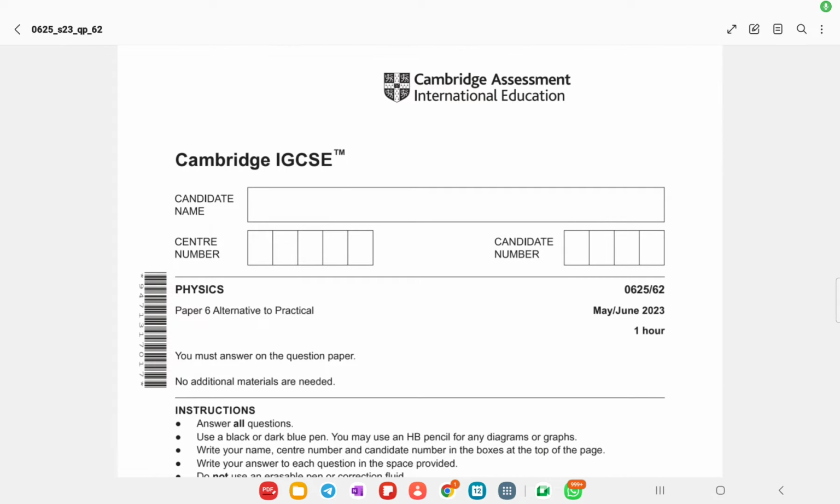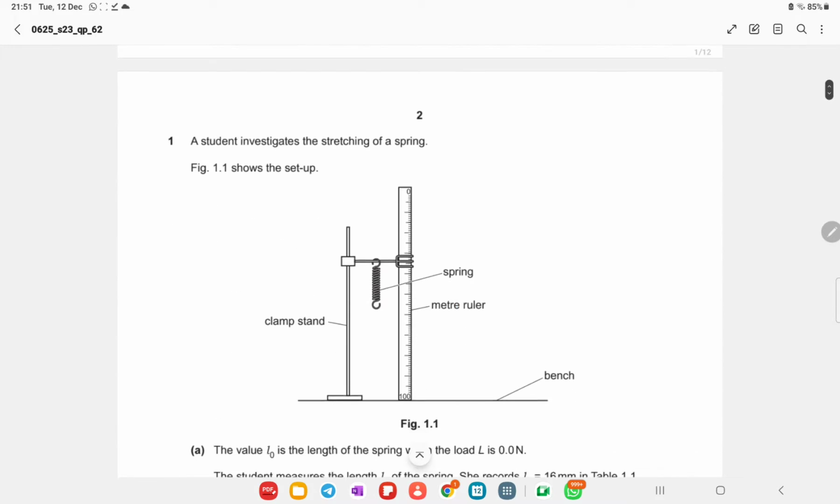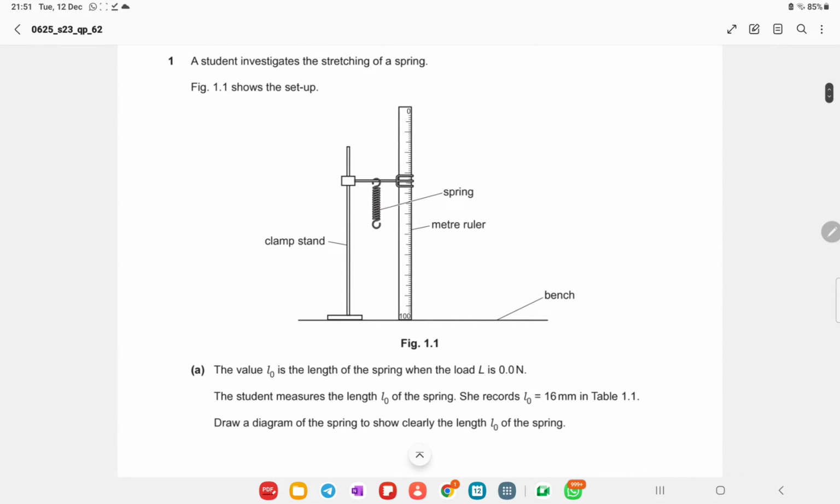We are going to start off with Cambridge IGCSE Physics Paper 6, the alternative to practical paper, and this is a tutorial for the students on how we are going to solve this paper. Okay, let's start off with our first question, and it states that a student investigates the stretching of a spring.